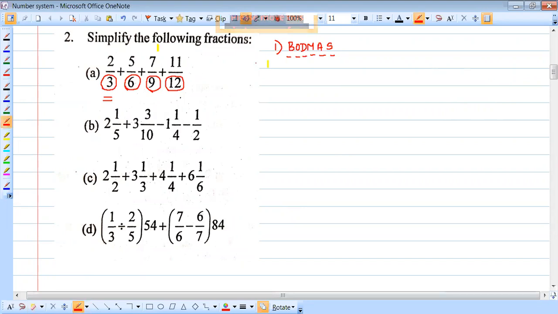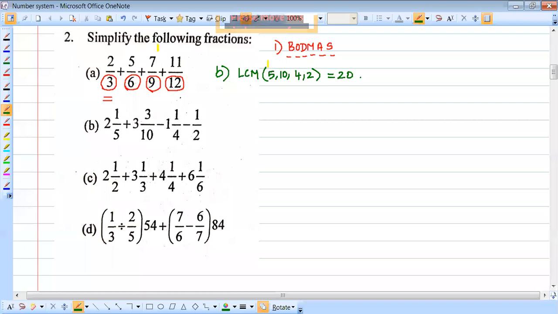Okay, so let me discuss the second question. The second question, B, what is the LCM? LCM of 5, 10, 4, 2. 20. Very good. Now, this is a mixed fraction.